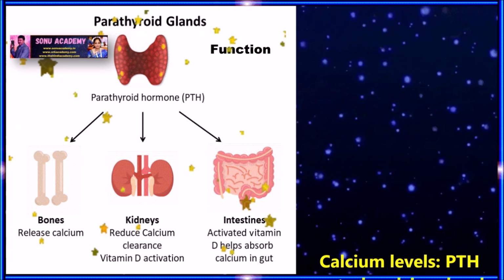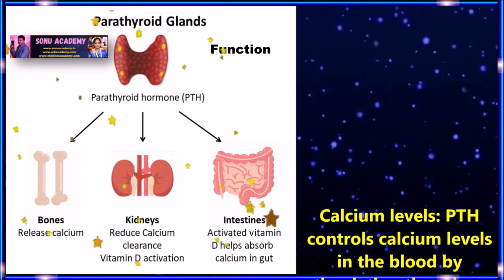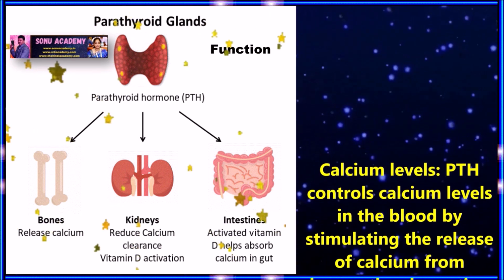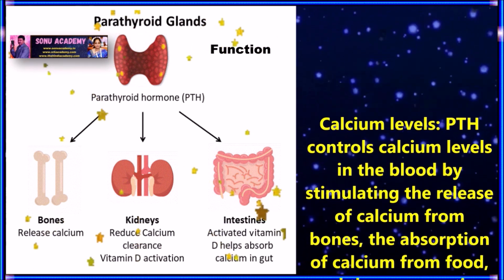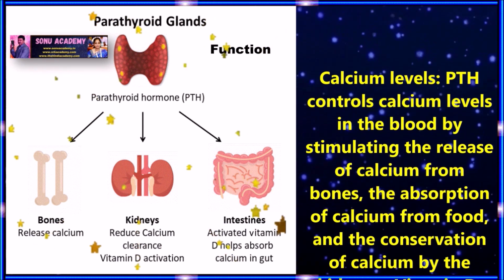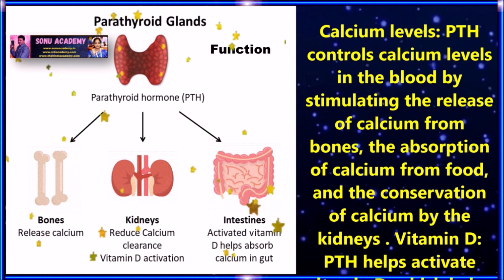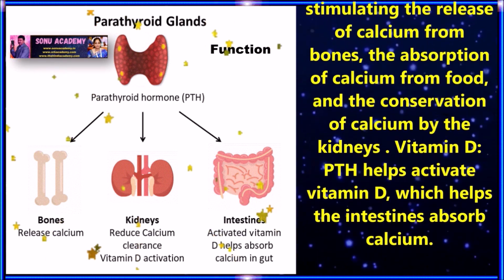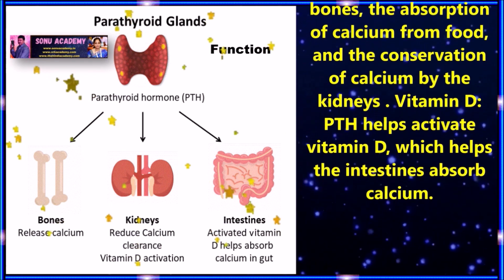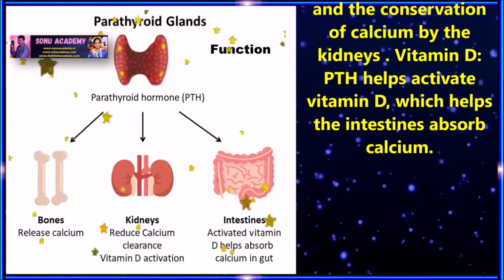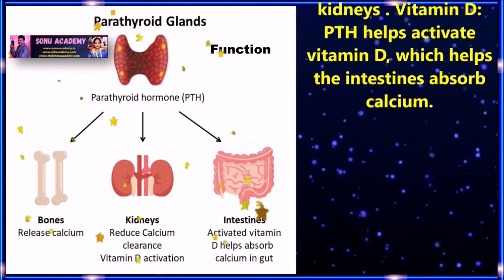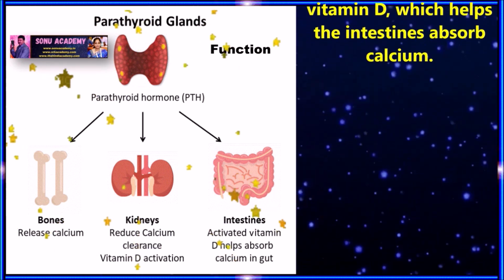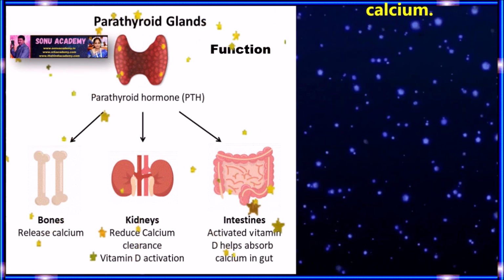Children, the main function of the parathyroid gland is to maintain calcium levels, that is, PTH controls calcium levels in the blood by stimulating the release of calcium from bones, the absorption of calcium from food and the conservation of calcium by the kidneys. Another function is to produce vitamin D. The parathyroid hormone helps to activate vitamin D, which helps the intestine absorb calcium.